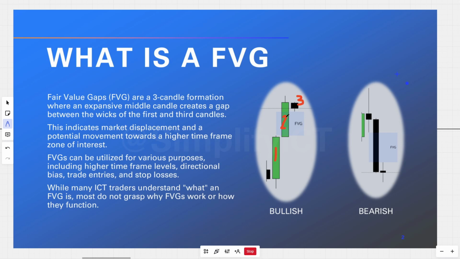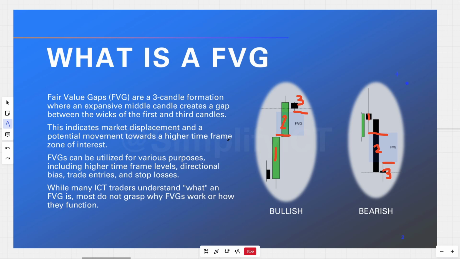So as you can see, we have a box marked out between the wick or the high of candle number 1 in this bullish example. So the high of candle number 1 does not meet the low of candle number 3. As you can see, these two wicks do not meet, creating this fair value gap, which is marked out with this box right here. And similarly for the bearish example right here, we have candle number 1, candle number 2, and candle number 3. So for this example, the low or the bottom wick of candle number 1 does not meet the high of candle number 3 or the top wick of candle number 3, creating this gap right here, which we marked out with this blue box.